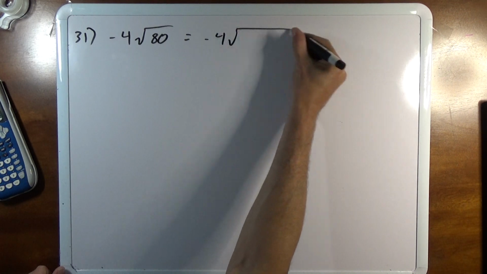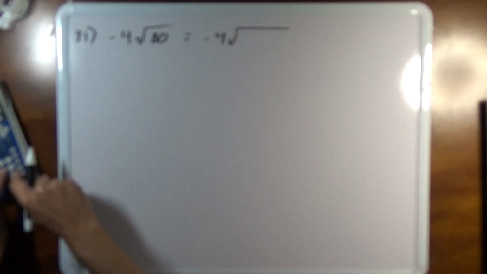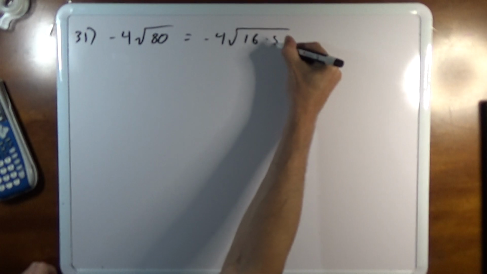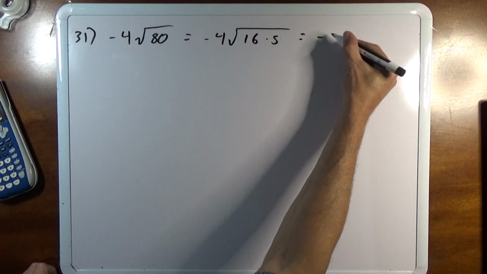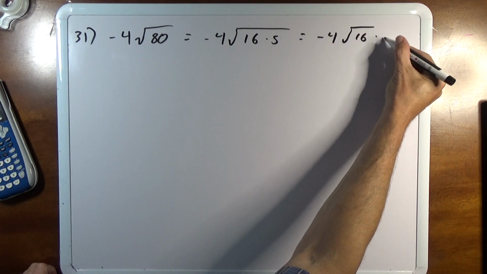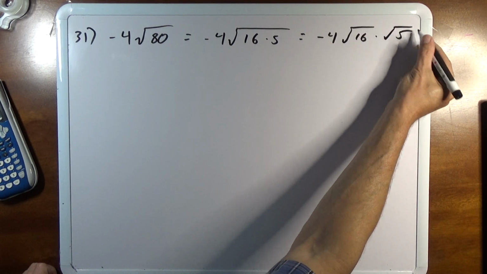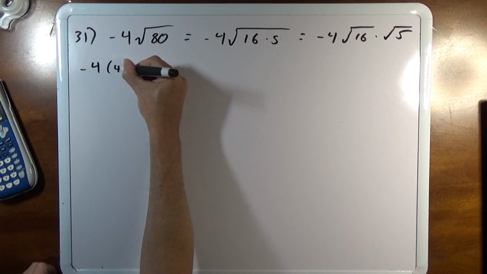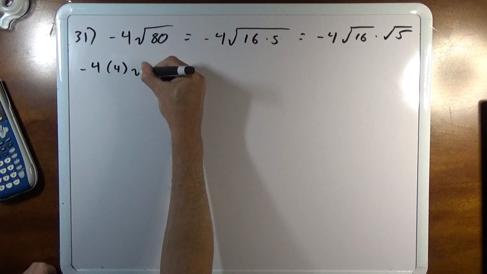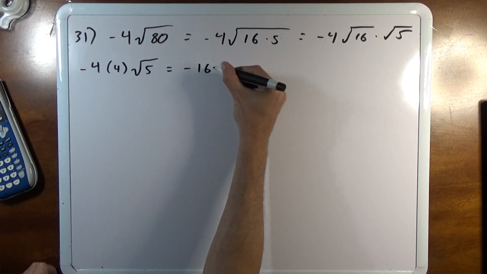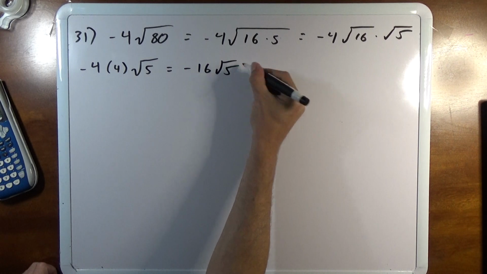-4 times the square root of 16 times 5. -4 times the square root of 16 times the square root of 5. -4 times 4 times the square root of 5 equals -16 times the square root of 5.